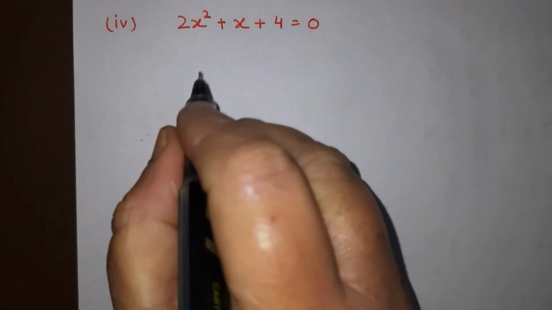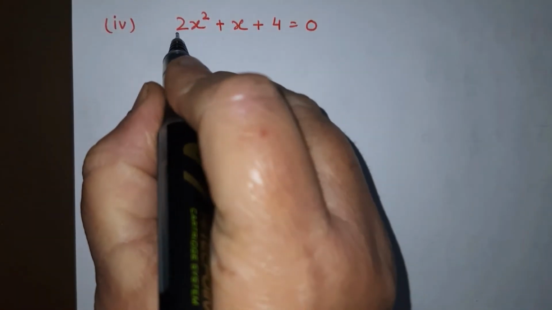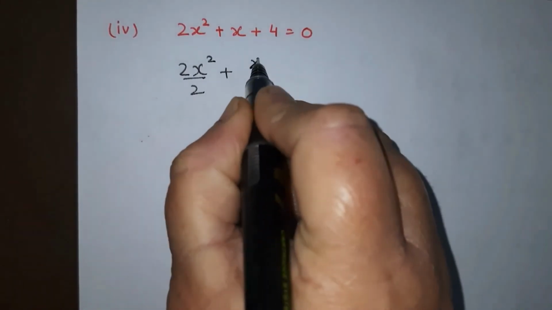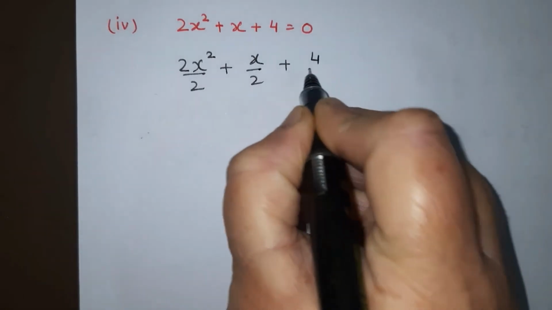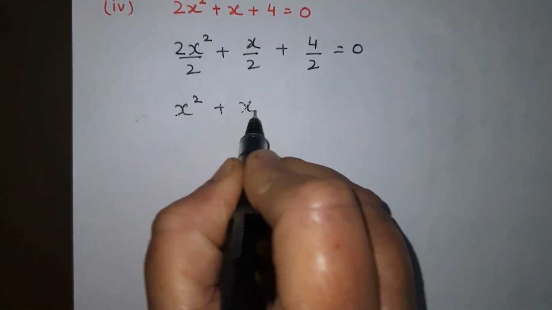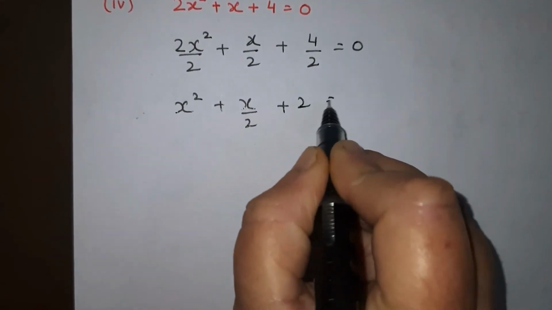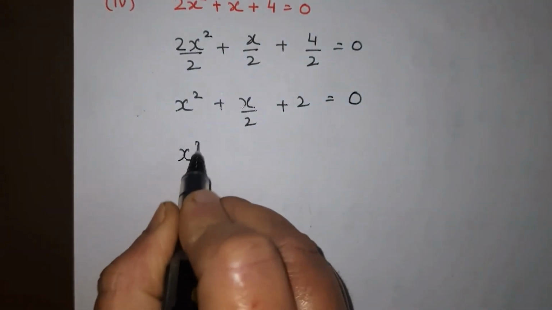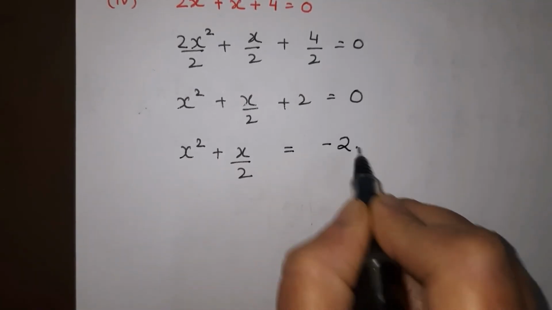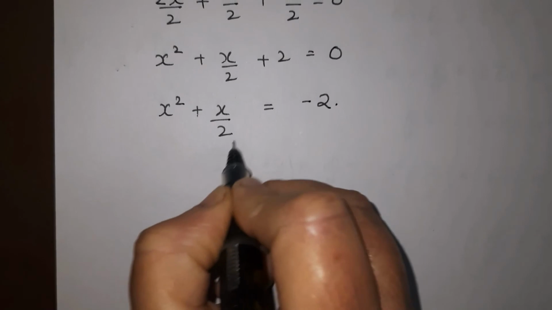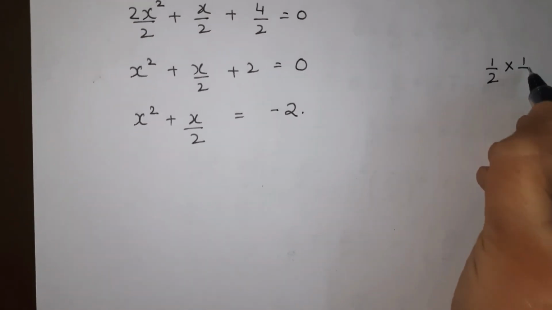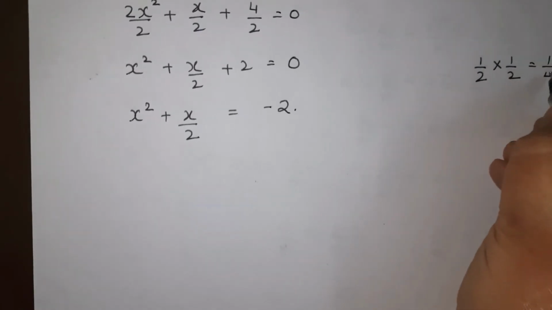So we have the fourth part here, and the coefficient of x square is 2. So we will divide each term by 2. So we are getting x square plus x by 2 plus 2 equals 0. Now this plus 2 will move to that side. It will become minus 2. And now the coefficient of x here is 1 by 2. Multiply it by 1 by 2, we will get 1 by 4.